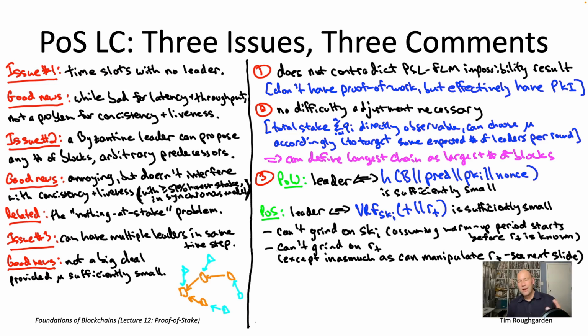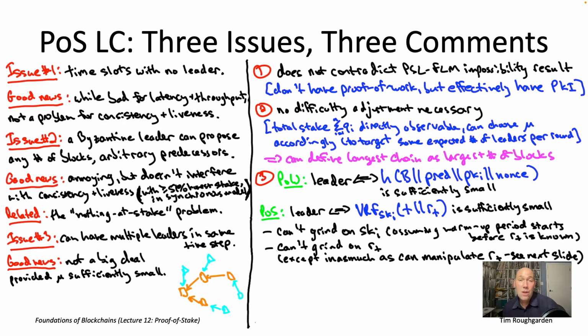So in the next video, our last part 3 video, the last video on proof of stake longest chain protocols, we're going to talk about all the things that go haywire in a concrete implementation where you need to define R sub t in some sort of pseudo-random way. So I'm not going to talk more about it now. Lots more on that in the next video.